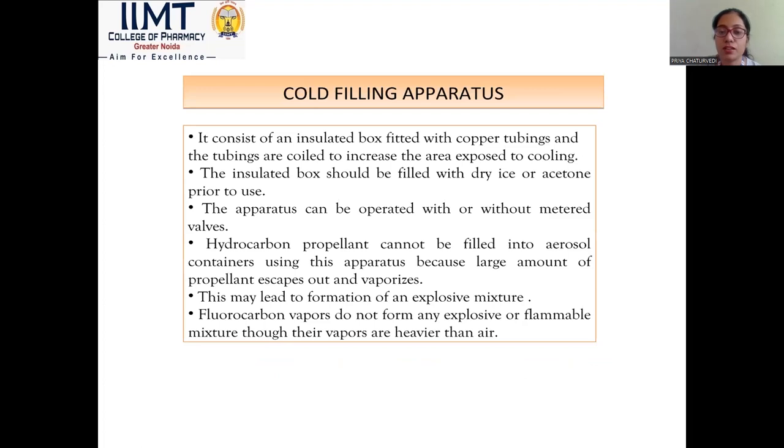Now coming to the next, cold filling apparatus. It consists of an insulated box which is fitted with a copper tubing, and the tubing is coiled to increase the area exposed to cooling. The insulated box should be filled with dry ice or acetone prior to use. The apparatus can be operated with or without a metering valve.